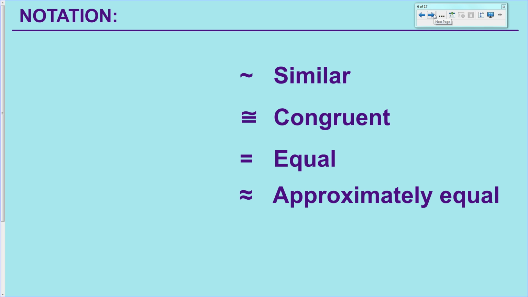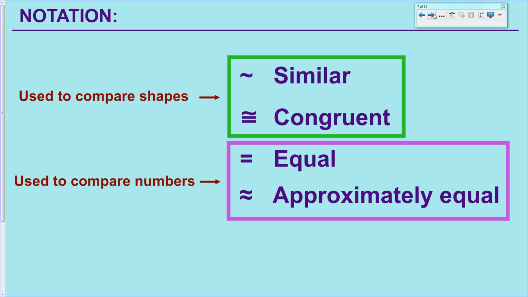What you need to know above and beyond all else is when to use which. And we talked a little bit about the difference between the congruent symbol and the equal symbol. And there's a very similar argument to be made with the similar symbol. So the similar symbol, just like the congruency symbol, is only used to compare shapes, not lengths or numbers. Whereas on the other hand, if you have an equal sign or an approximately equal sign, those two things are used only to compare numbers or measurements.